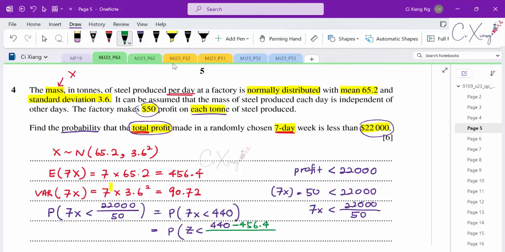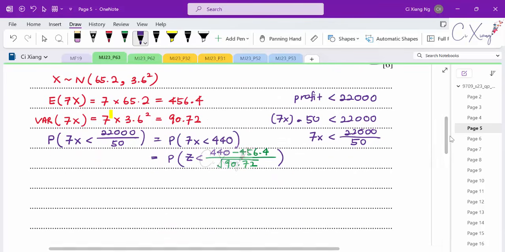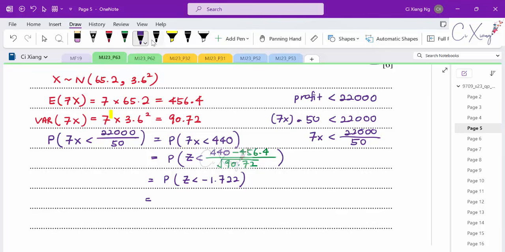Then divided by standard deviation. What's the standard deviation that we get? Just now we got a variance, 90.72. To standardize, I need standard deviation, so I have to take the square root of 90.72. After you standardize it, you need to get the value of z, correct to 3 decimal places. I'm having negative 1.722. So how can I get the probability for z smaller than negative 1.722?